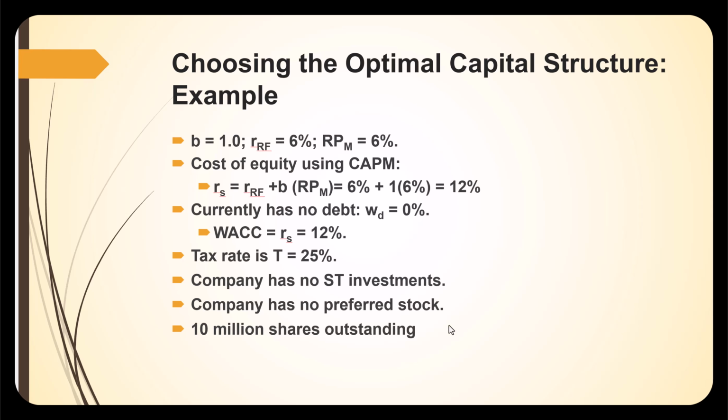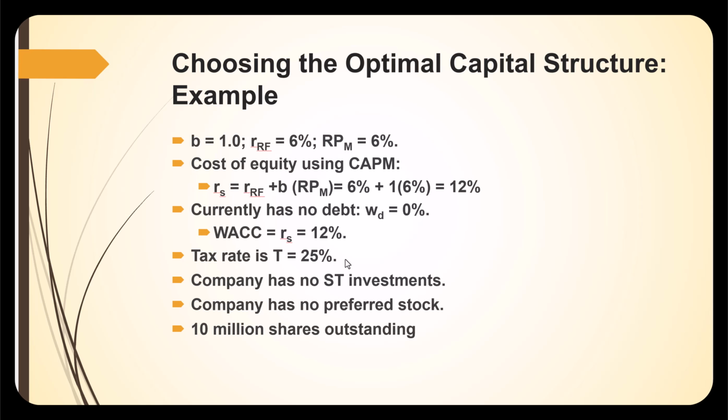We need information for the security market line. We need to know what the cost of equity is. So this company has a beta of 1, risk-free rate 6, the market premium 6. So we end up with a cost of equity around 12%. They don't have any debt. The weighted average cost of capital then is 12%.